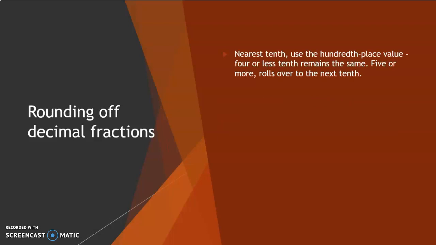When rounding off decimal fractions, we use exactly the same principle as when rounding off whole numbers. Anything less than 5, the number you need to round off will remain the same. And 5 or more, it rolls over to the next number. So when we want to round off to the nearest tenth, we will look at the digit directly right of it, which will be our hundredths place value.